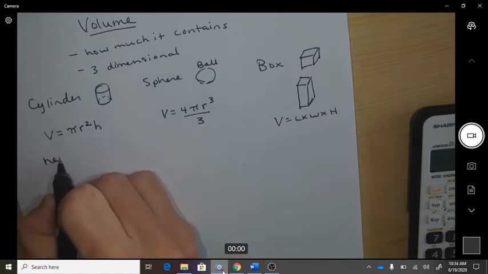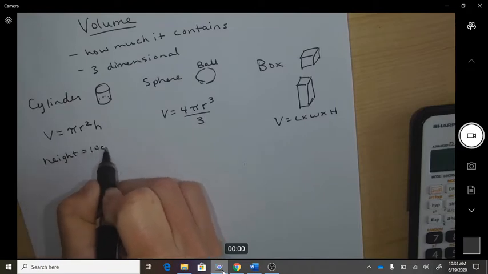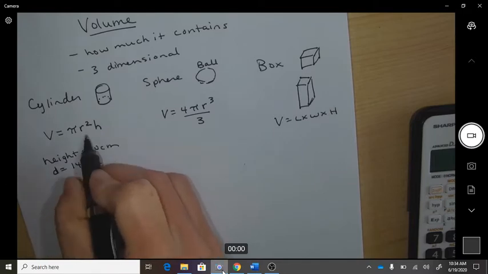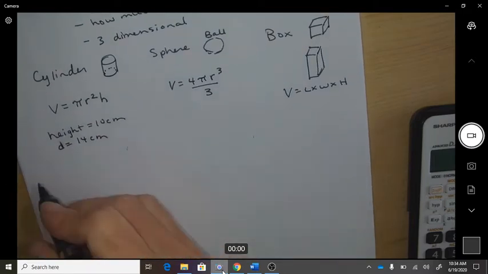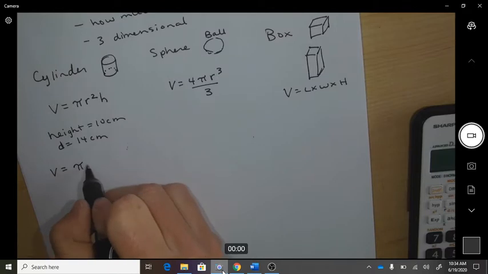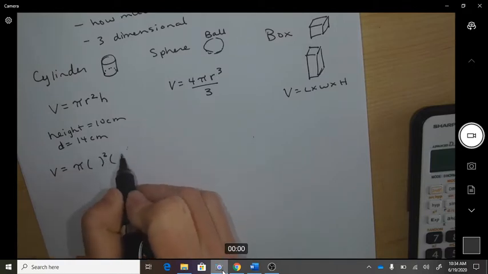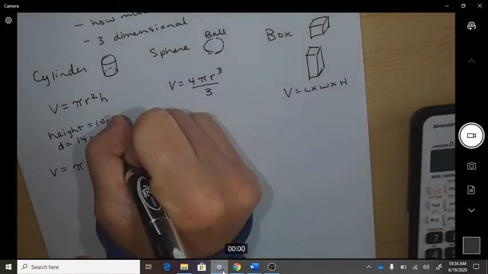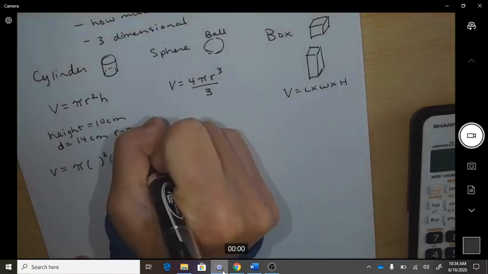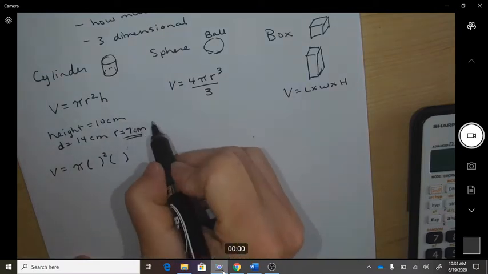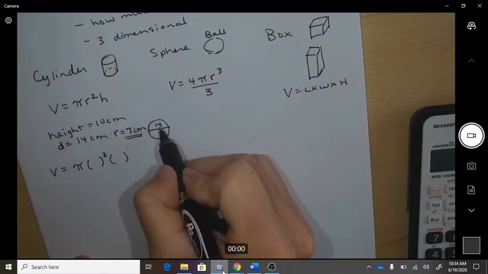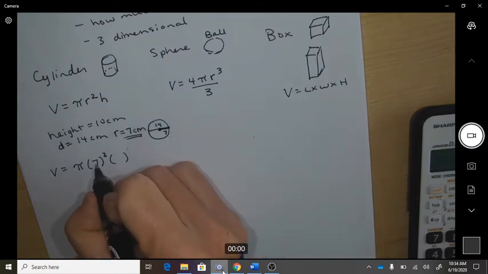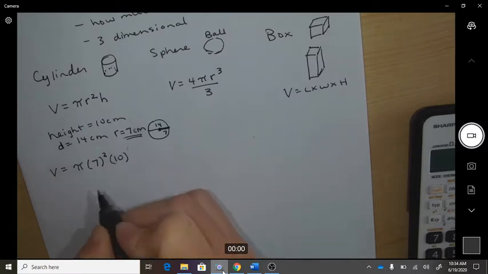So if the height was 10 centimeters and the diameter was 14 centimeters, find the volume. So volume equals pi r squared h. Now we have to be careful here because I gave you diameter, so don't get tricked. You would have to find the radius. If the diameter is 14, then the radius is 7. So r squared is 7 squared times 10.